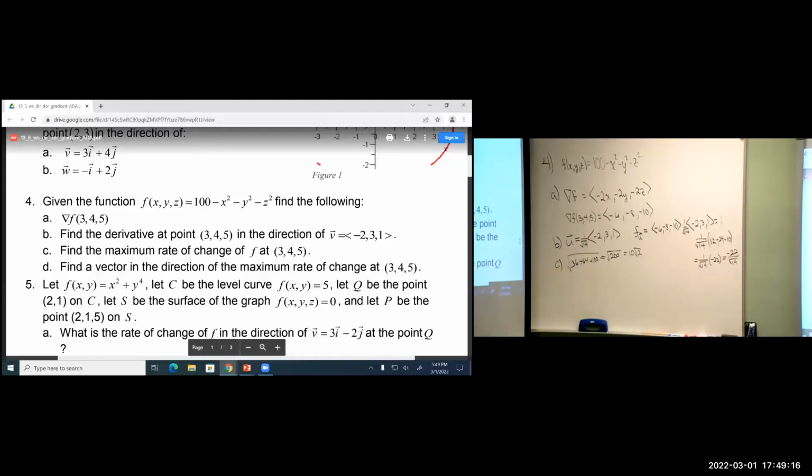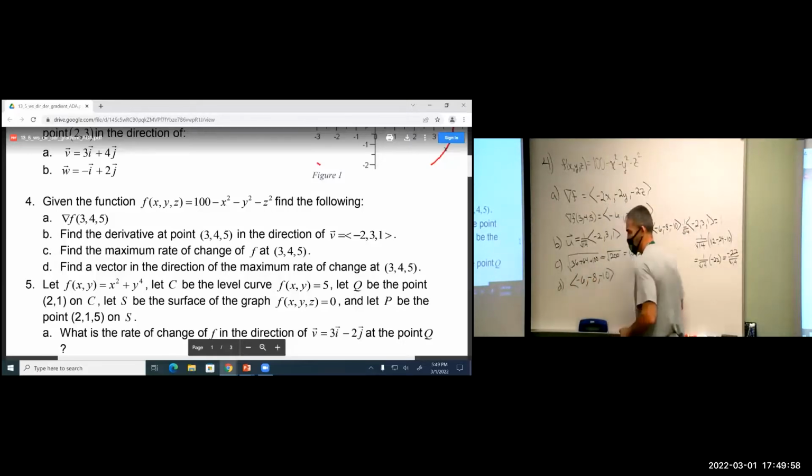Remember, the gradient is that powerful. It gives us all this stuff. A vector in the direction of maximum rate of change. I'll give you a hint. We already have one on the board. What's a vector on there that would point in the direction of maximum rate of change? And think about what just gave us the maximum rate of change. Is it the gradient? Very good. It's the gradient. It's just -6, -8, -10.